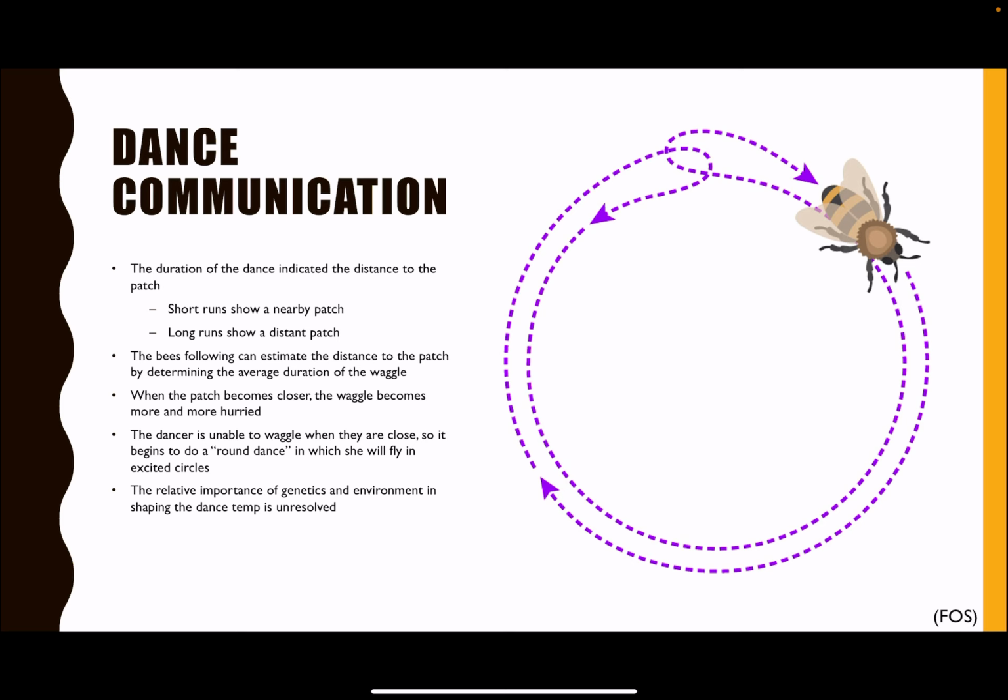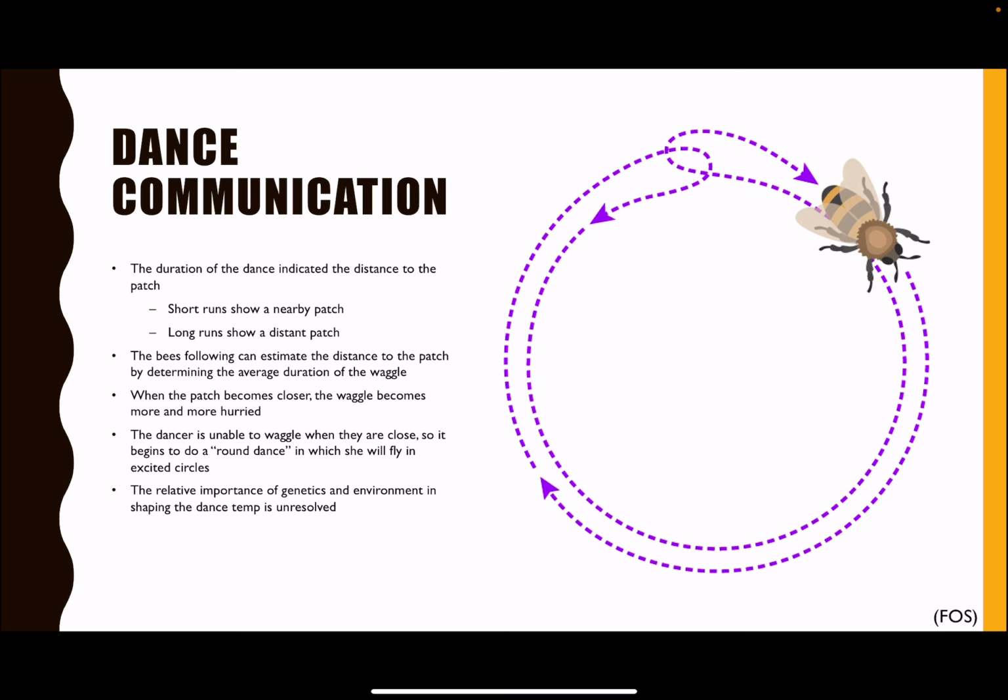Continuing on the dance communication, the duration of this dance indicates the distance to the patch. So if the waggle dance is very short, it means that the patch is extremely close to the hive. However, if it is a longer waggle, then it shows that the patch is a long distance away. The bees that are following the dancer can essentially estimate the distance to the patch by averaging out the duration of the waggle.